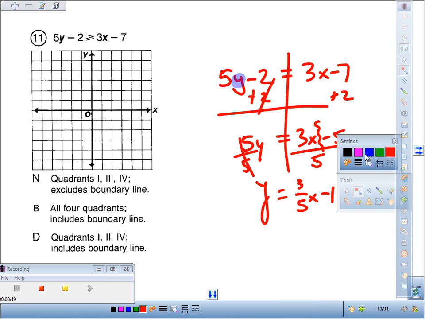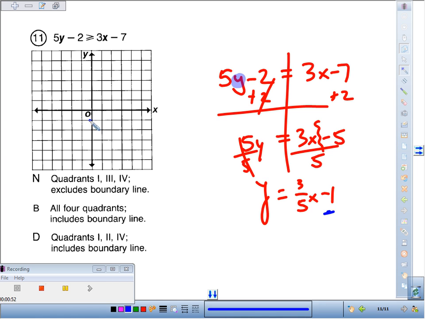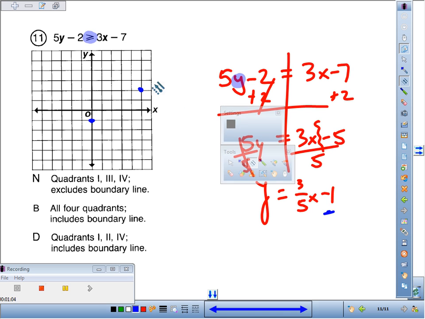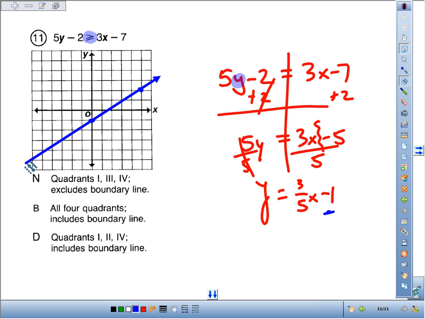So we look at this and we see that we have a y-intercept of negative 1. Slope is 3/5. So we go up 3 over 5. You have to decide if your boundary line is going to be dashed or solid. In this case, since we can be equal to, we would have a solid boundary line. And then we have to decide where we're going to shade, up or down.